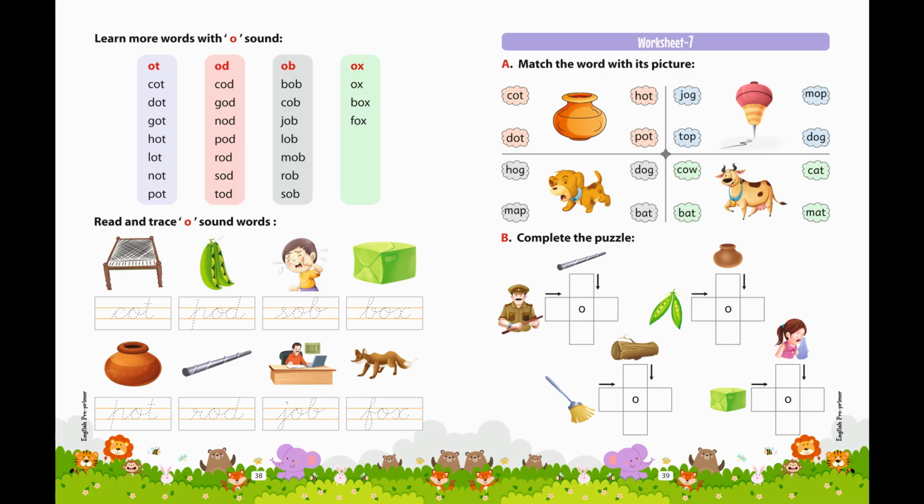Now trace these O sound words. Pot, pod, sob, job. In the worksheet, match the words to their pictures. Pot, mop, dog, cow, cat, bat, mat. And here's a puzzle. Fill in the missing letters to complete the words.